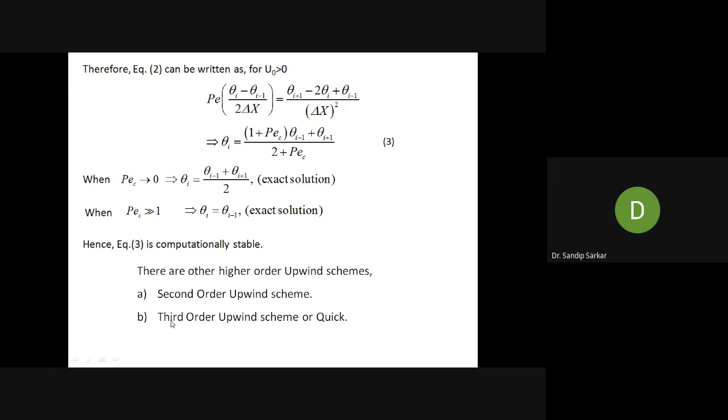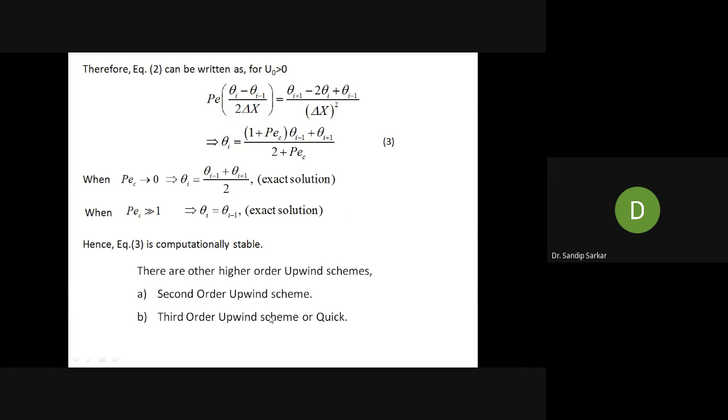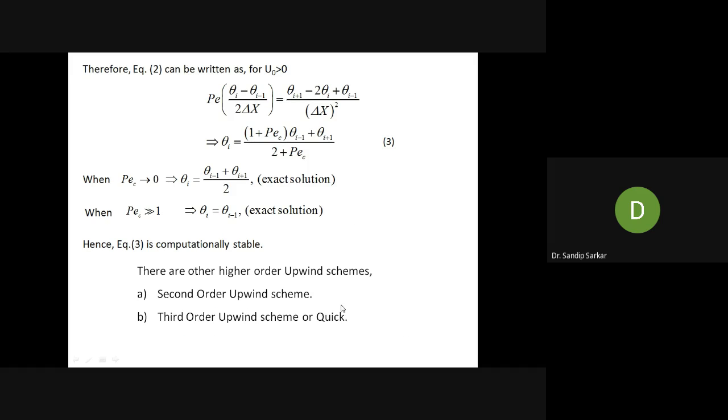Another upwind scheme is called the third order upwind scheme or QUICK scheme. This upwind scheme has third order accuracy. So depending upon the order of accuracy, upwind schemes are classified. The second order upwind scheme has second order accuracy. That means theta i plus 1 has to be expressed as some function of theta i and theta i minus 1. Two observation values are taken. In the third order upwind scheme, instead of one station value, theta i plus 1 has to be replaced as a function of i, i minus 1, i minus 2. It's called the third order upwind scheme or QUICK scheme.